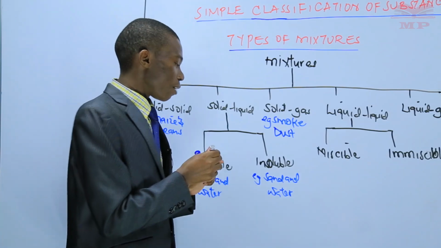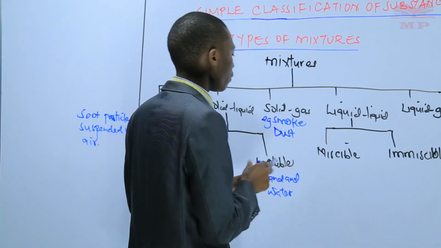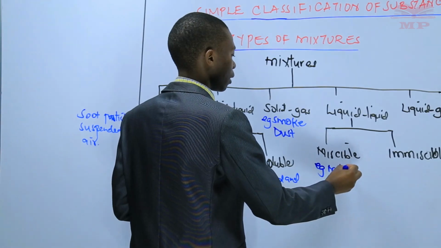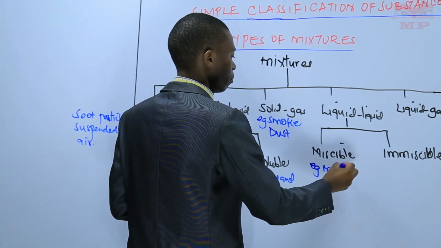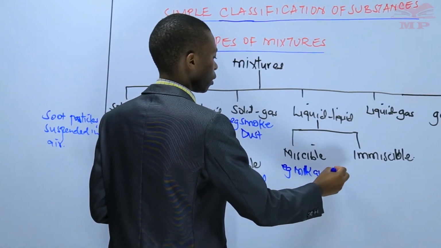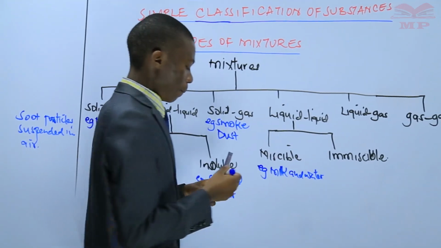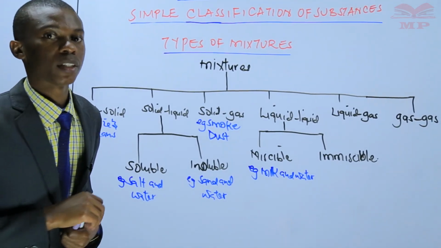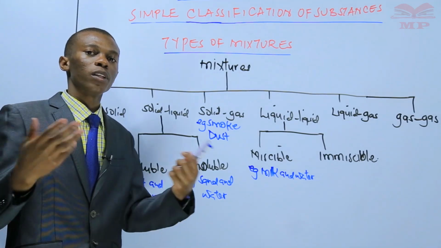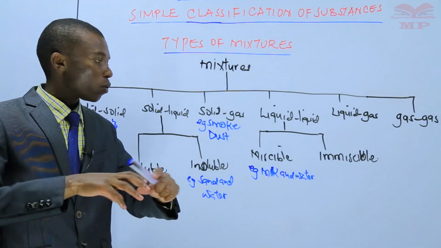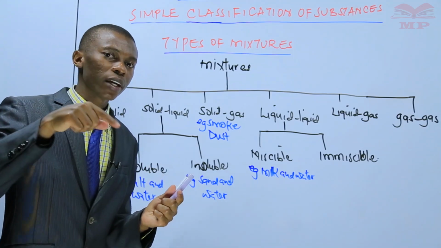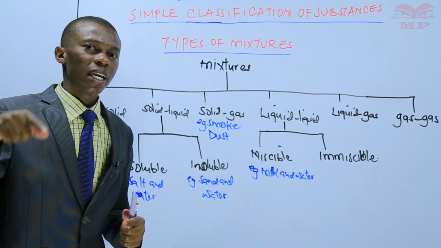An example we can have is milk and water. Milk is a liquid, water is a liquid. When you mix them together, you just form a solution. Once you have that mixture, you cannot identify which one is milk and which one is water from that mixture.